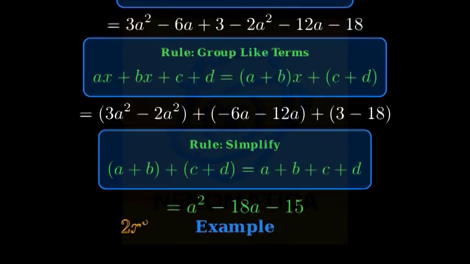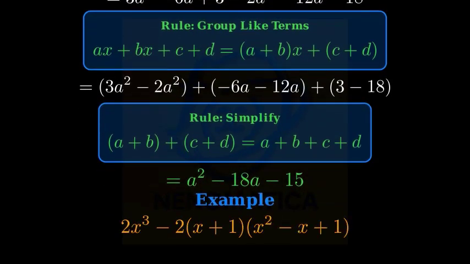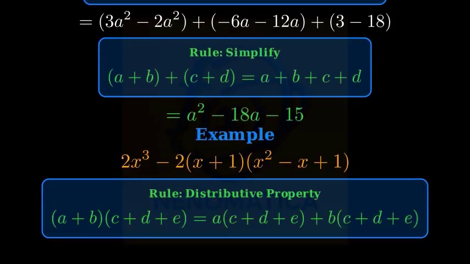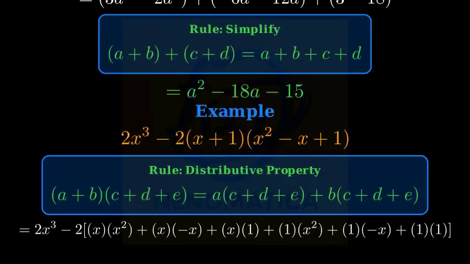Let's move on to our second example. Here we need to expand and simplify 2x cubed minus 2 times the quantity x plus 1 times the quantity x squared minus x plus 1. First, let's multiply the binomial x plus 1 by the trinomial x squared minus x plus 1. We'll use the distributive property, multiplying each term of the trinomial by each term of the binomial.